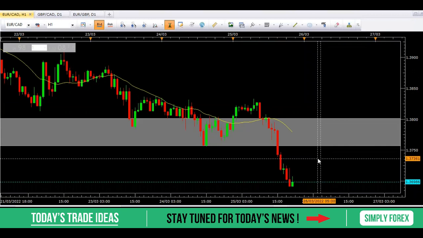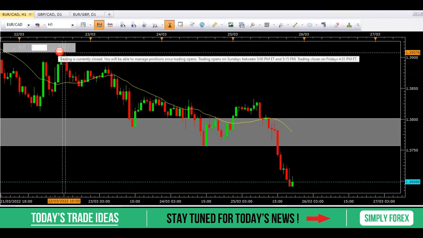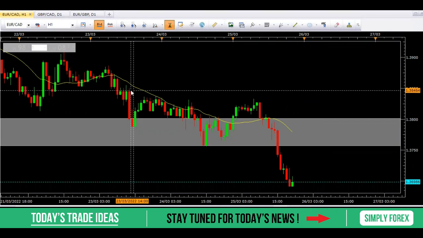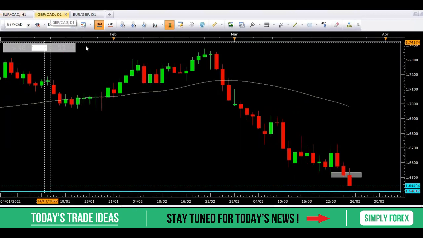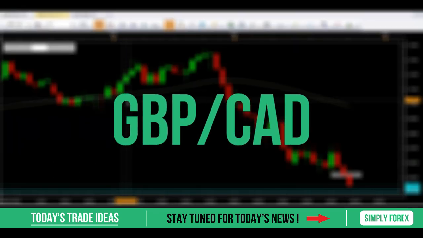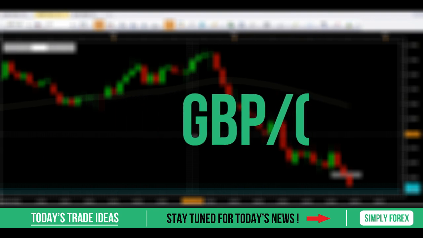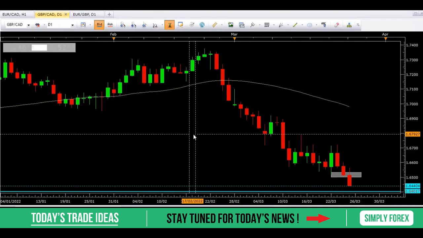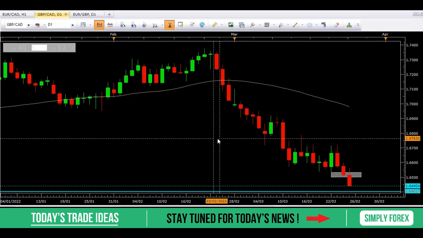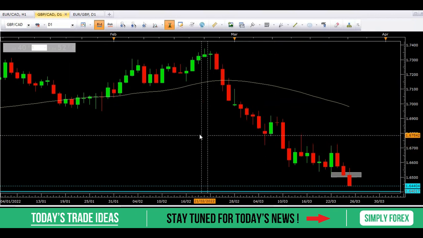All right, guys. So that's the first trade idea, Euro against the Canadian dollar short. The next one is this. This is the pound against the Canadian dollar short. Obviously these two pairs will be very correlated, guys, so trade the one that gives you the best setup. But similar scenario with the pound.